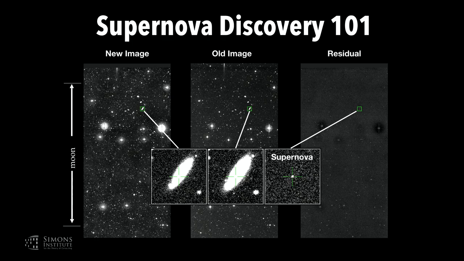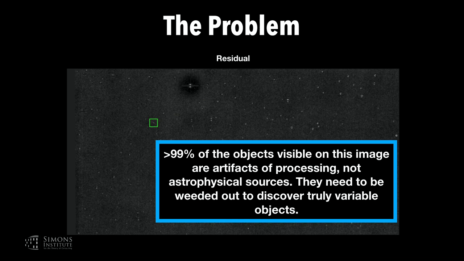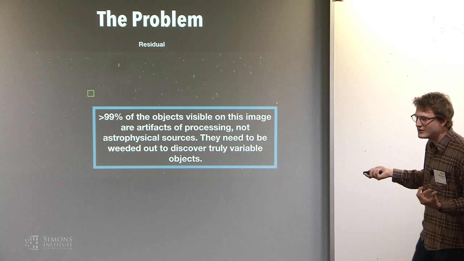But there's a huge, huge problem with this, a huge bottleneck, which is that more than 99% of the little dots that you see on this image are total garbage. They're absolutely bogus detections of variability. They're not astrophysical sources. And in order to really discover truly variable objects like this supernova, we need to go through all of these detections of variability and find the one little thing that's actually scientifically interesting.